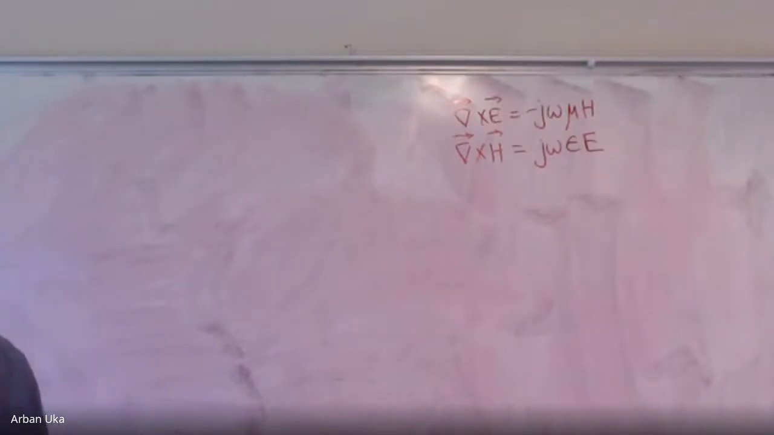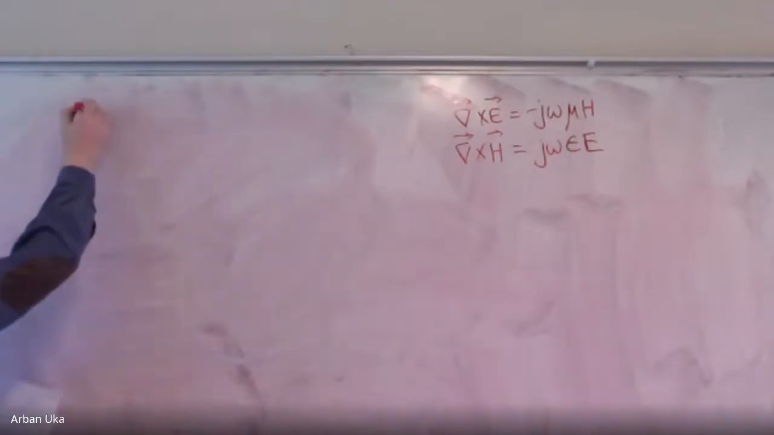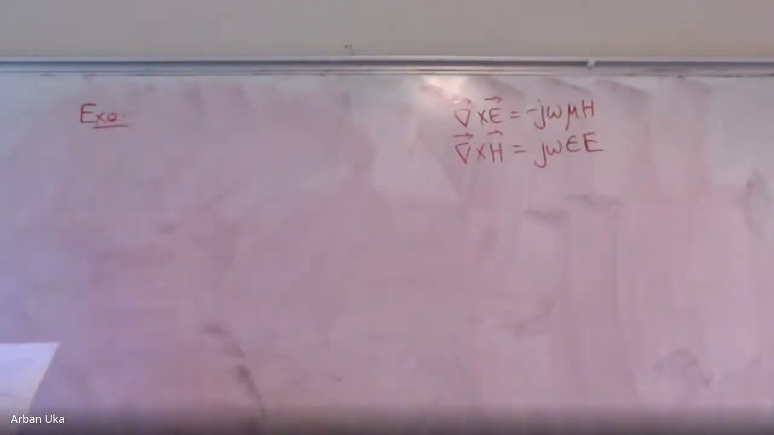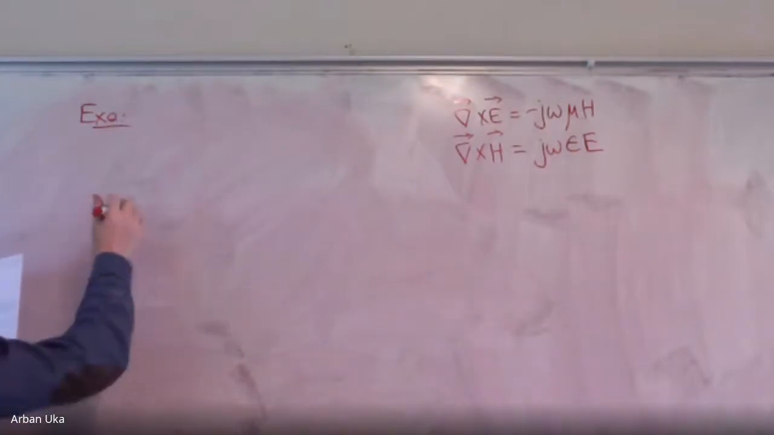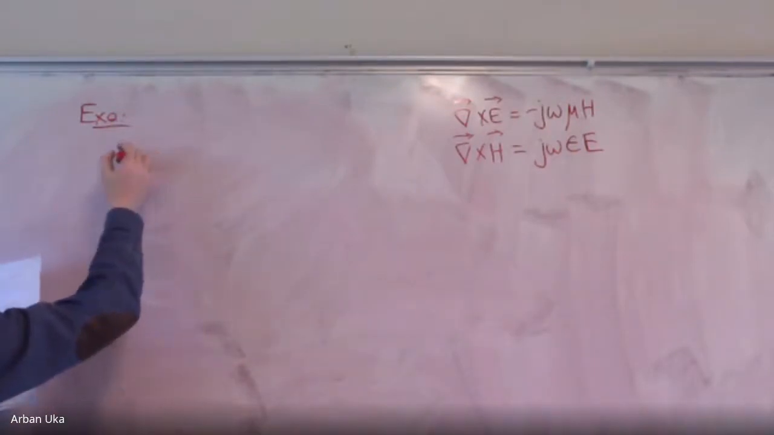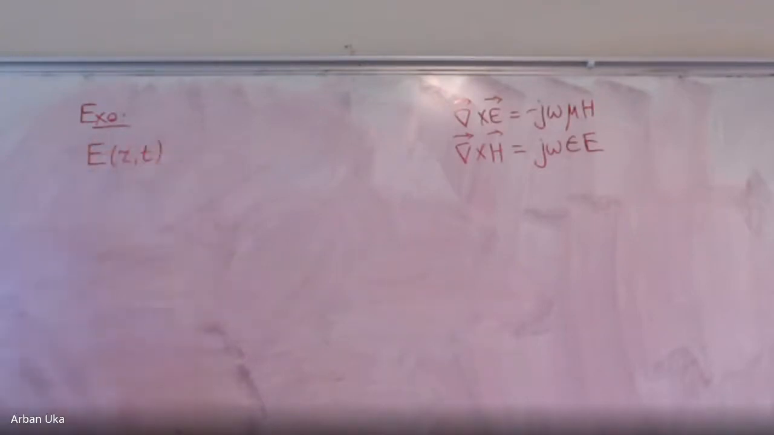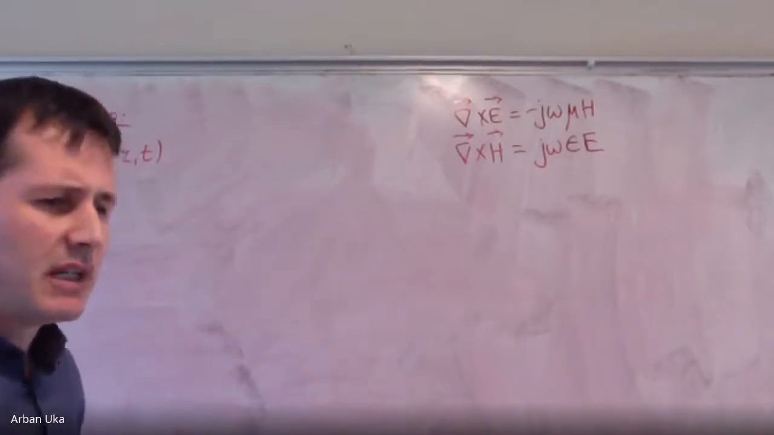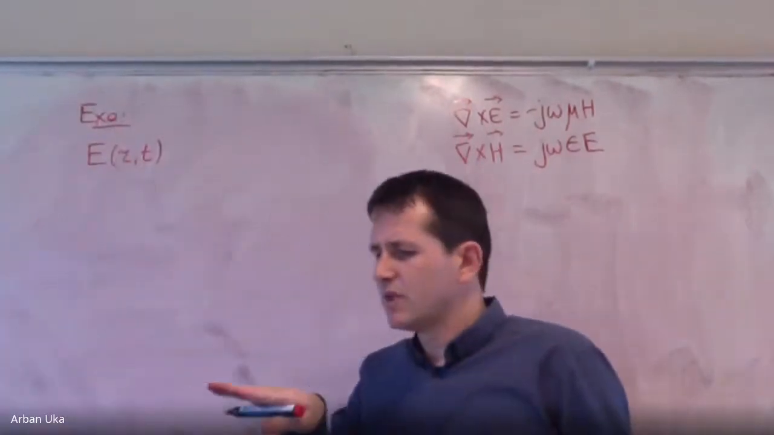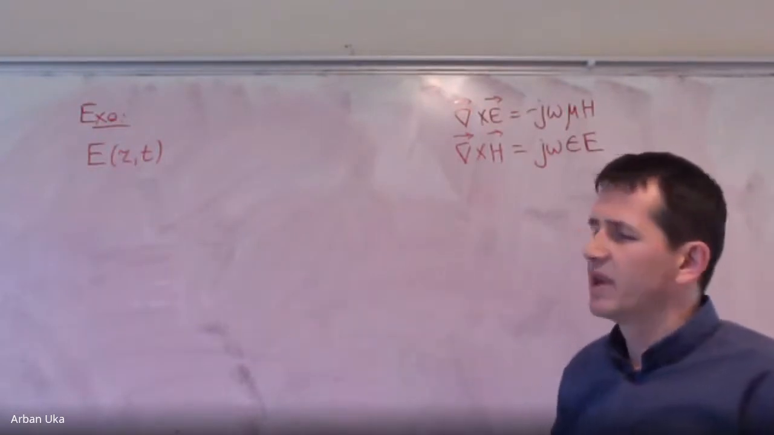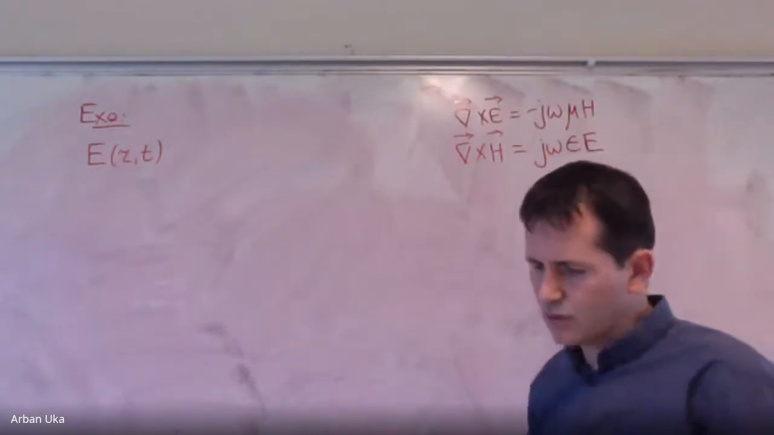So let's see this example. Let's assume that we have an electric field which is a function of z and t. If an electric field is a function of z and t, that means that this is propagating along the z-axis, and of course, as time passes, it's going to change.